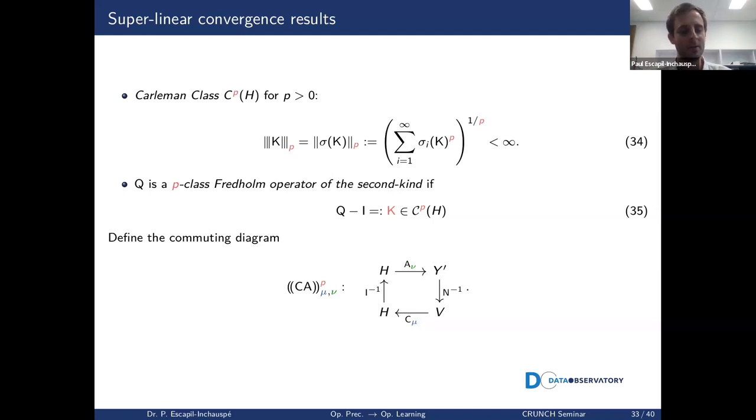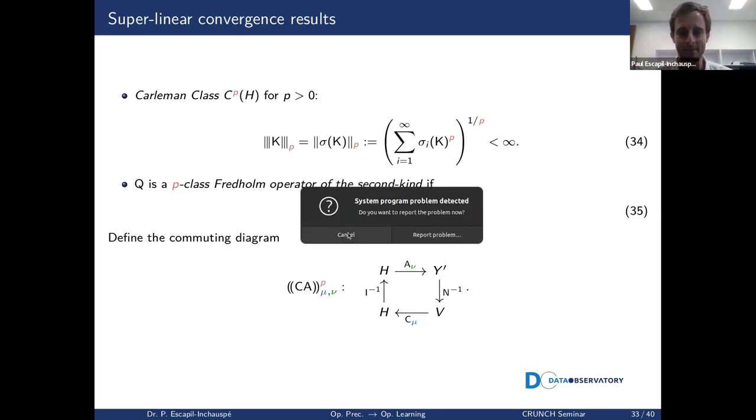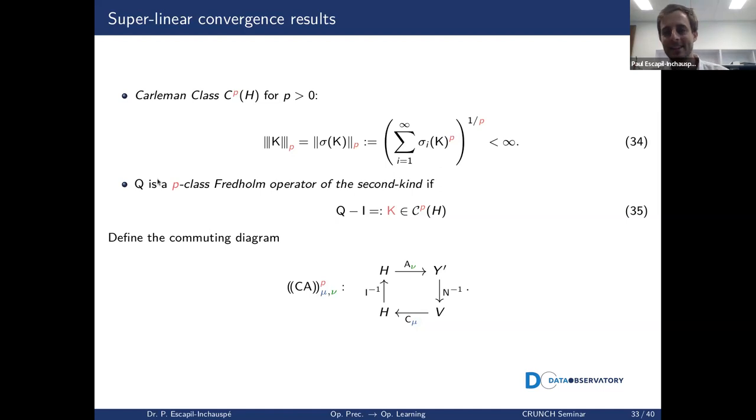I also said that we could be looking at something that gives us approximately the identity. What is approximately the identity? It can be the identity plus a compact operator. So this is what we have here. It is in a very general framework, but we define the Calkin class, which is a way to describe the compact operator. So in all these new results, we will consider that once we precondition our problem, we arrive at something that is close to the identity, which is the identity plus a compact operator, whose norm is defined like this.